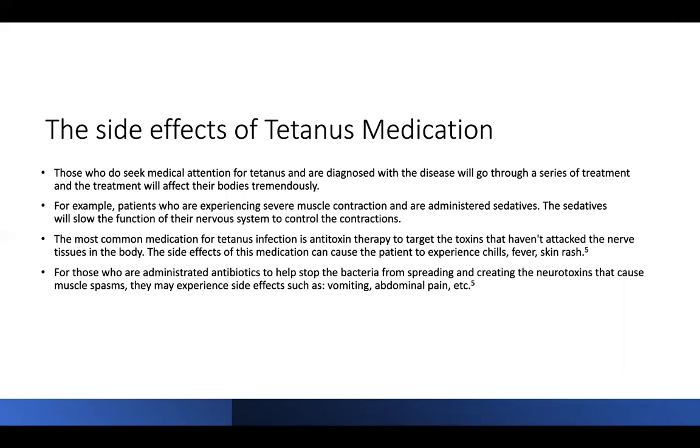The most common medication for tetanus infection is the antitoxin therapy to target the toxins that have attacked the nerve tissue in the body. The side effects of this medication can cause a patient to experience chills, fever, and skin rash. And for those who are administered antibiotics to help stop the bacteria from spreading and creating the neurotoxins that cause muscle spasm, they may experience side effects such as vomiting, abdominal pain, and so much more.